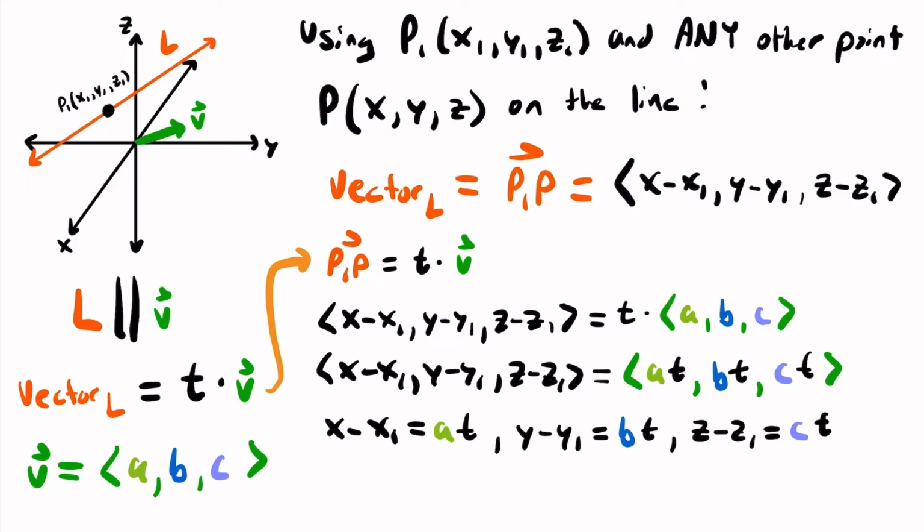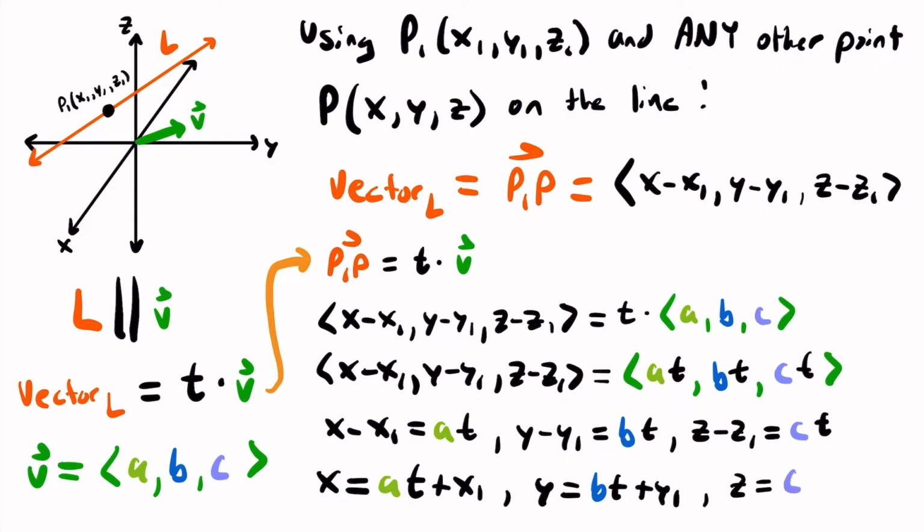Okay, and then if we solve for x, y, and z in these three equations, we're going to come up with a very interesting result. All right, and so let's do that. In each case, in order to solve for x, y, and z, we just need to add x1 to both sides of the equation, y1 to both sides of the equation, and z1 to both sides of the equation. And so if we do that, we'll have that x is equal to a times t plus x1, and then we'll have y is equal to b times t plus y1, and then we'll have that z is equal to c times t plus z1.